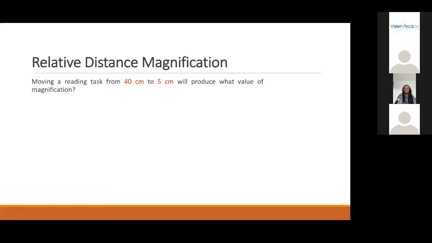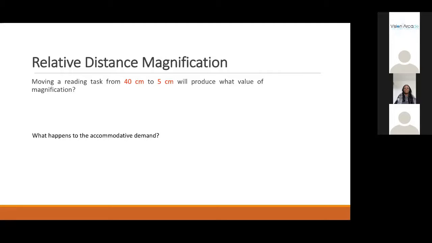And then if you move a reading task from 40 centimeters to about 50 centimeters, this will give you 8 times that magnification. However, it's a little bit different when we're talking about near vision, because then the accommodative demand is also affected or impacted. So the question is, what happens to the accommodative demand? Increasing from 40 centimeters, which is about 2.5 diopters, to about 5 centimeters increases the accommodative demand to about 20 diopters.